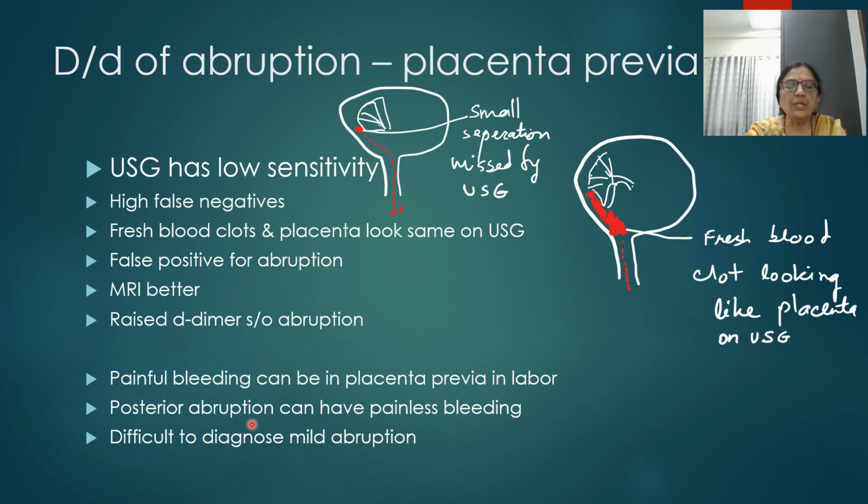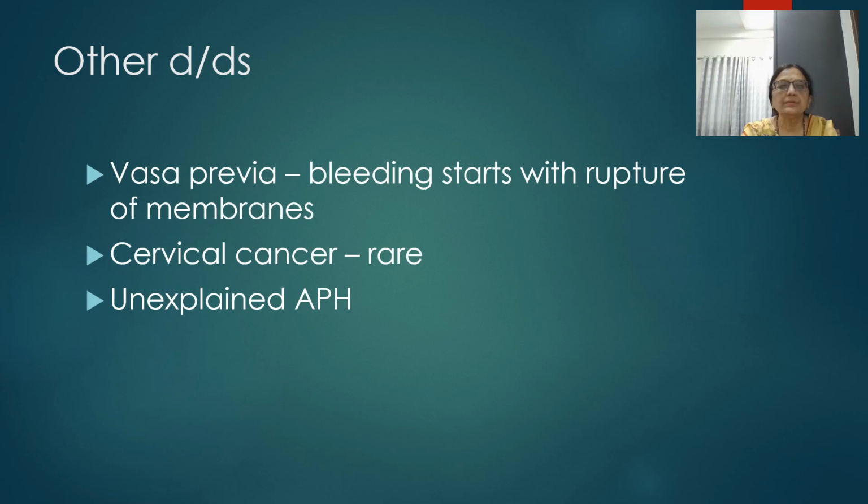If it is a posterior placental abruption, a posteriorly placed placenta, then in these cases there can be painless bleeding and there might not be any tenderness over the uterus. In mild abruption, there is always difficulty in diagnosis.